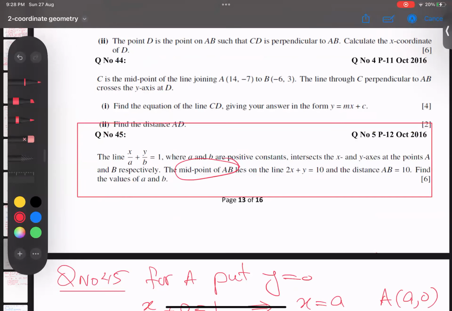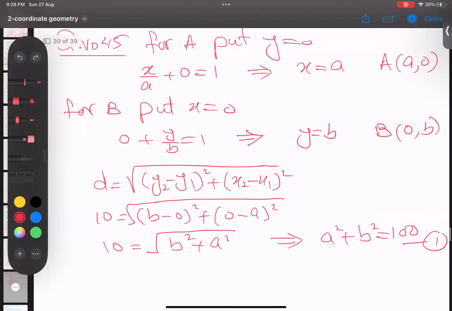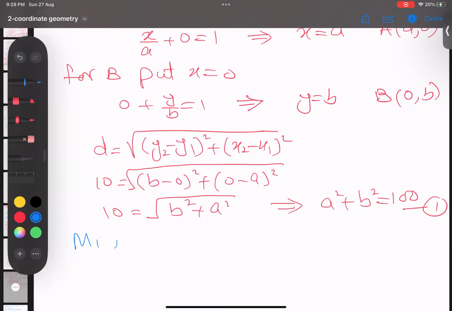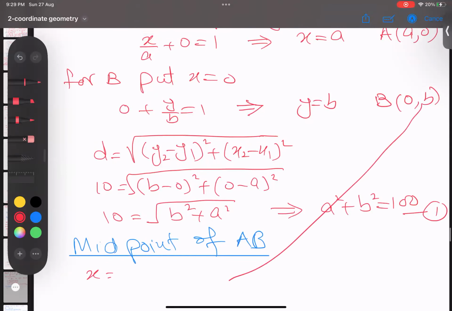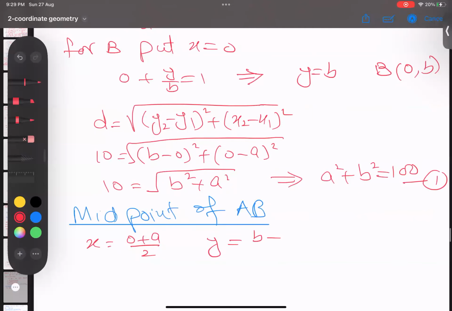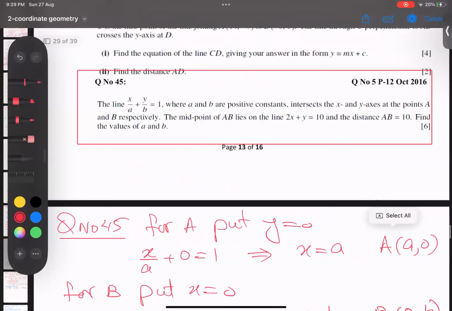But this sentence is very, very important, which students get issues with. He's saying the midpoint of AB. So job number 1: find the midpoint of AB. How to find the midpoint of AB, students? Not a hard job. The midpoint is x1 plus x2 divided by 2, so 0 plus a divided by 2. Same approach for y: b plus 0 over 2. The midpoint becomes a by 2 and b by 2. What the question is saying is that this midpoint of AB lies on this line.